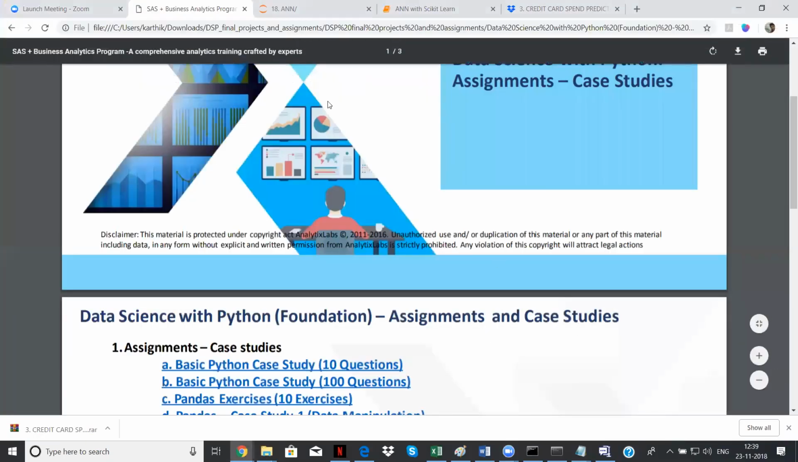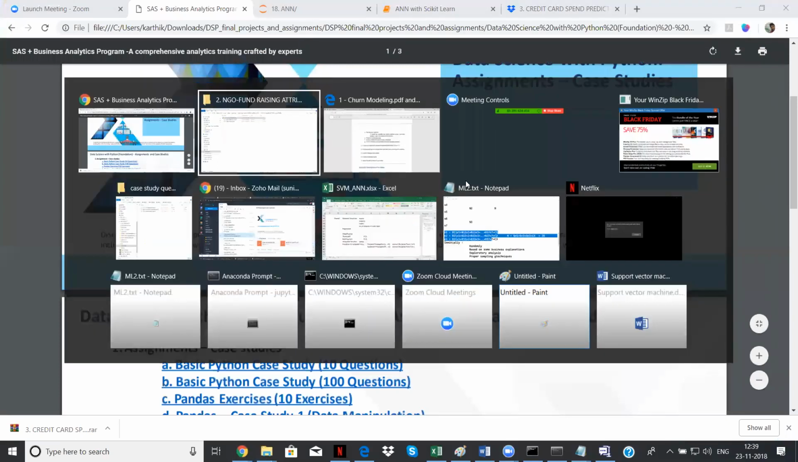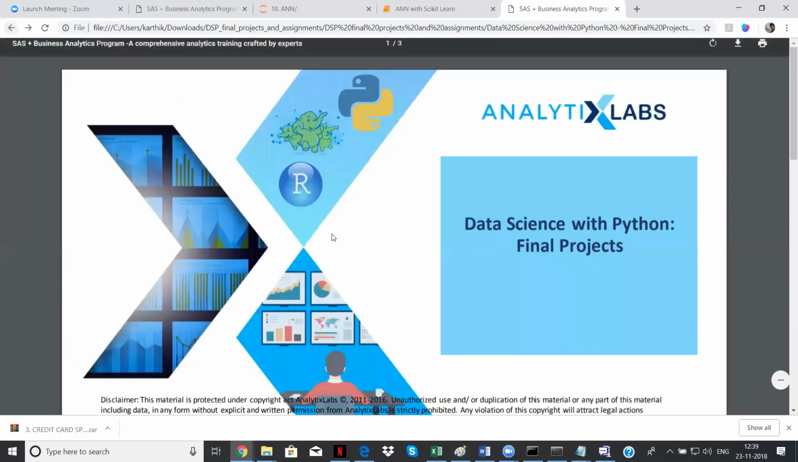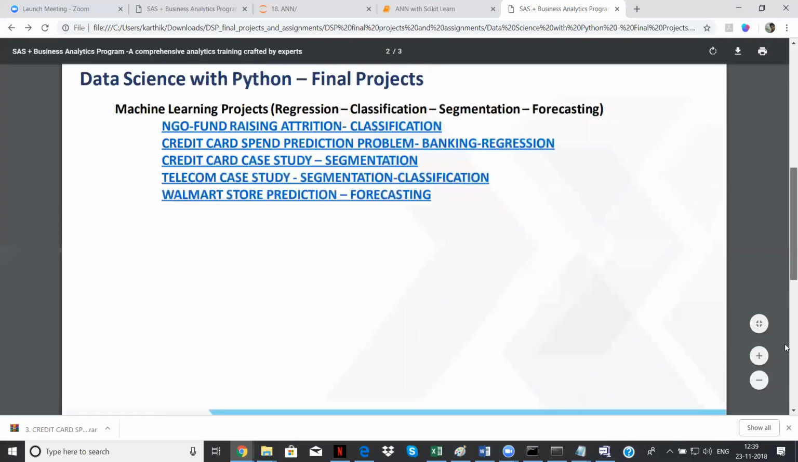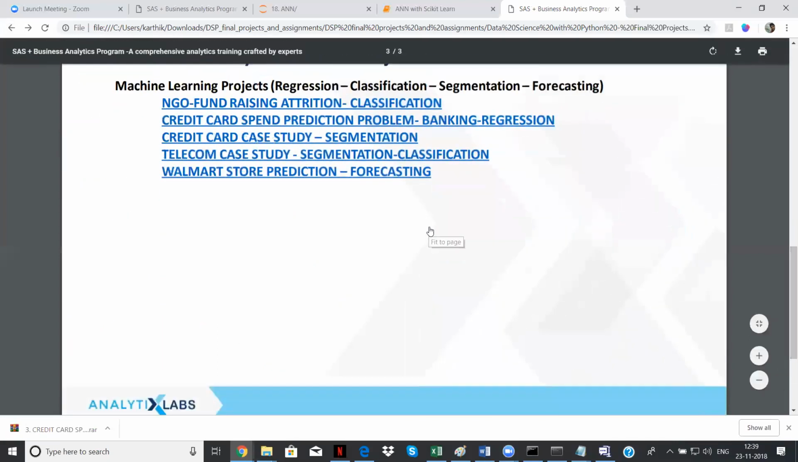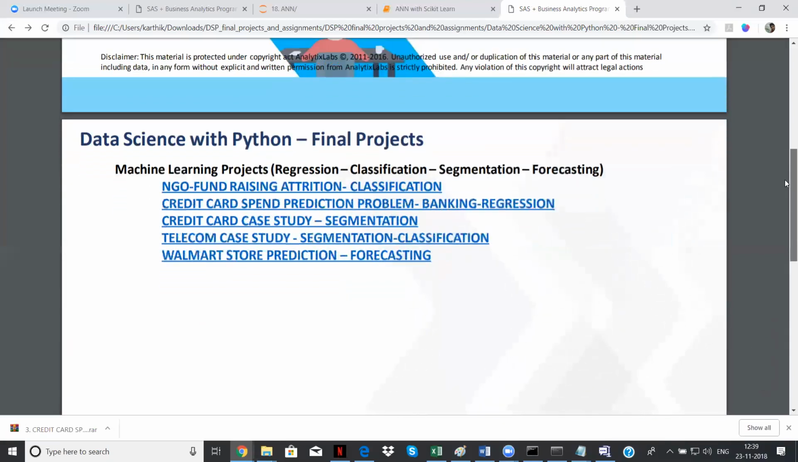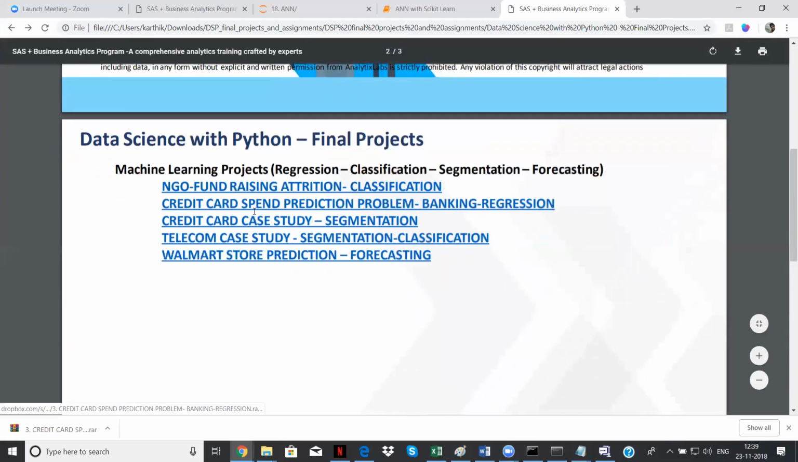I have one more case study on classification. Just a moment. That is the telecom case study. Now, credit card spend prediction was linear regression. NGO fundraising attrition is classification. Now, the credit card case study.